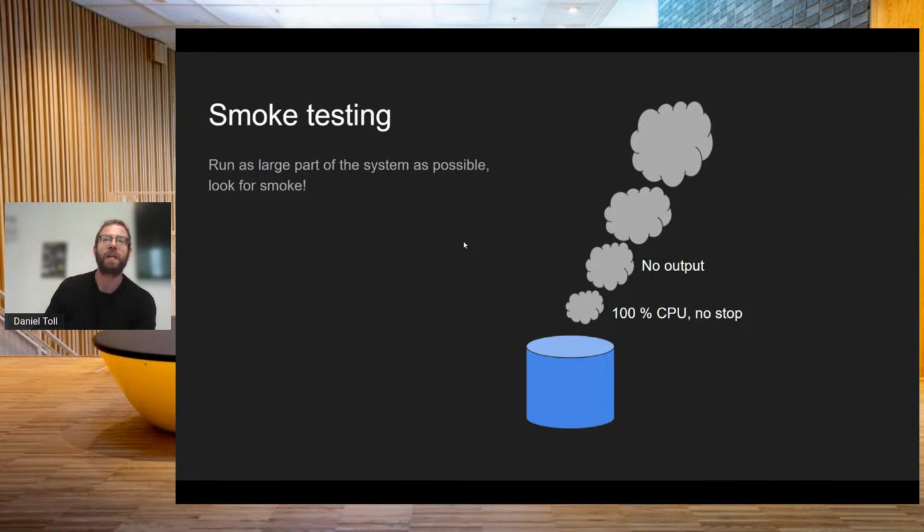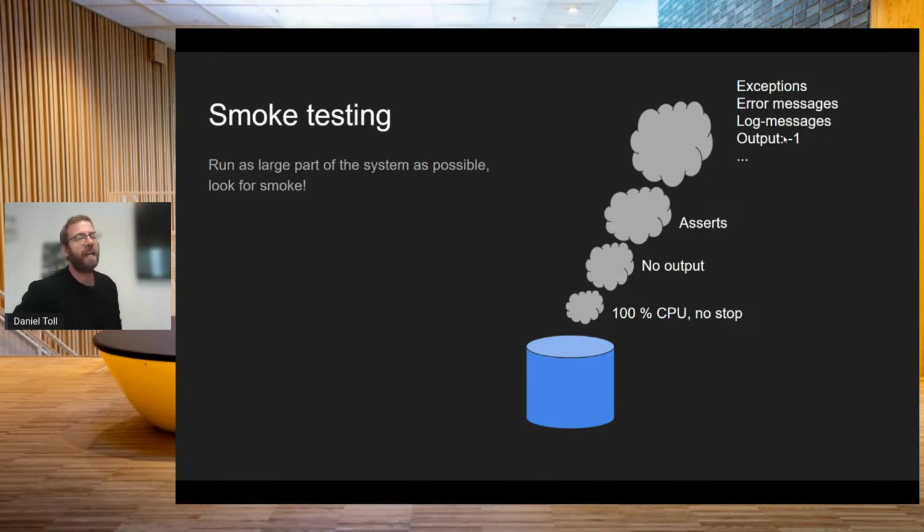It could be that you don't get any output. Maybe if you have a web application in PHP, that is a very common thing. Something happened, and then you don't get an output. That could be smoke. It could be asserts that are thrown, like these in-code asserts. It could be exceptions, error messages, log messages, outputs. Like sometimes, in the old days, the console application returned -1 when something was wrong. It could be all the different things that could go wrong.